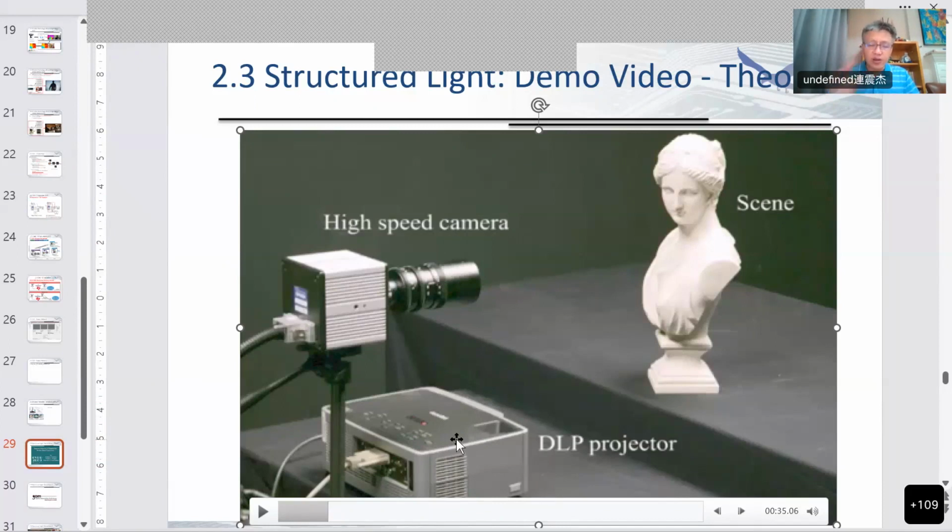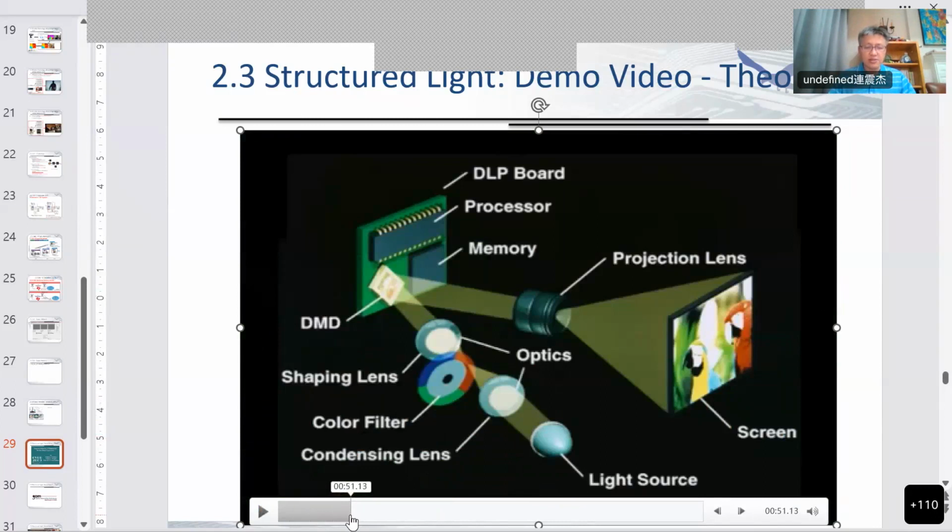Because it has lens. 投影机有 lens, so it can calculate its focal length. 它有焦距，so you have one focal length for camera, one focal length for DLP. You can do 3D reconstruction. 你把这个当成另外一个，so you assume this is the other camera, so this is stereo. So you can do the 3D reconstruction. DLP projector illuminates the scene, and the camera captures the image. Okay. So this is DLP.